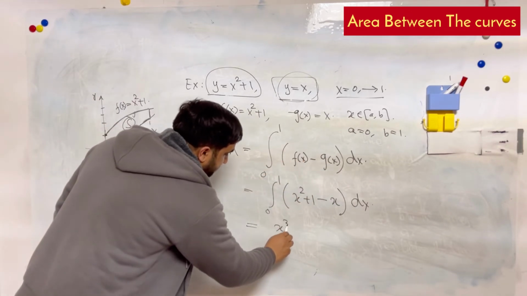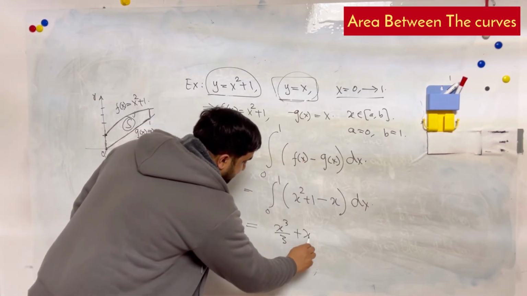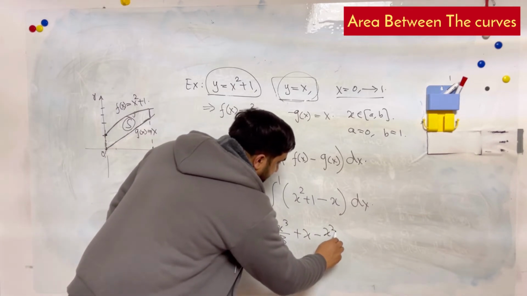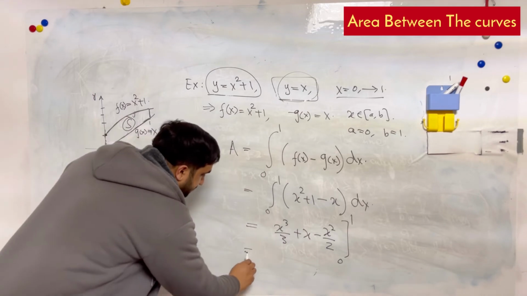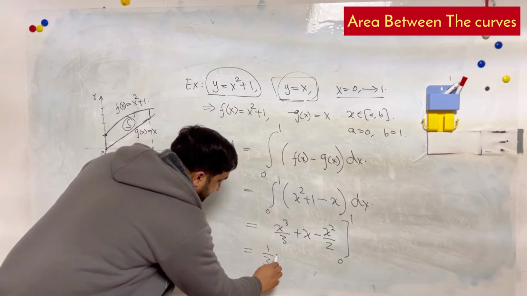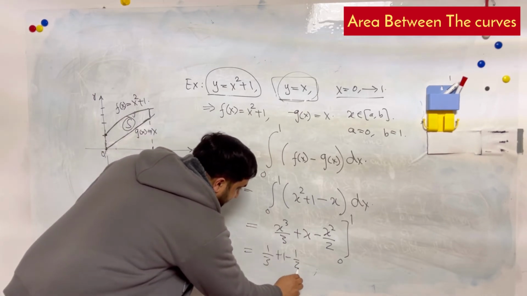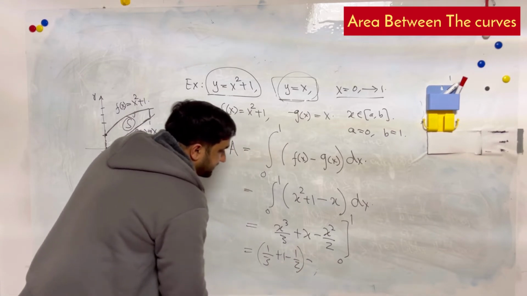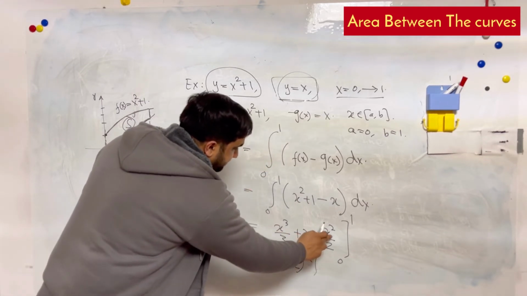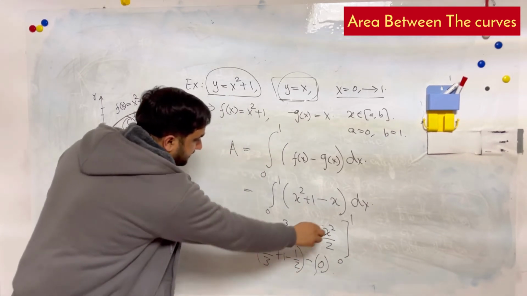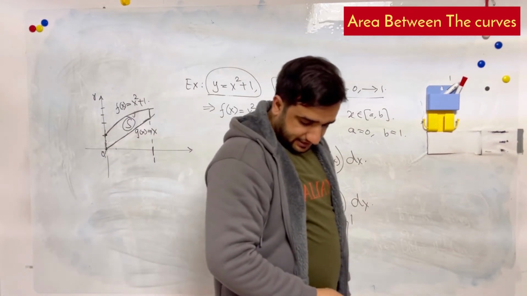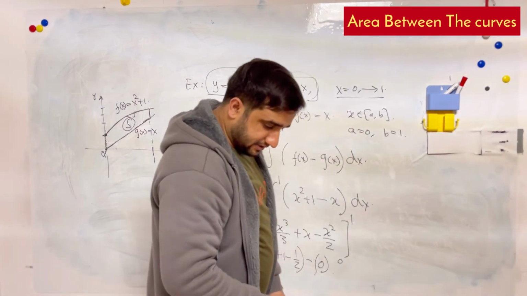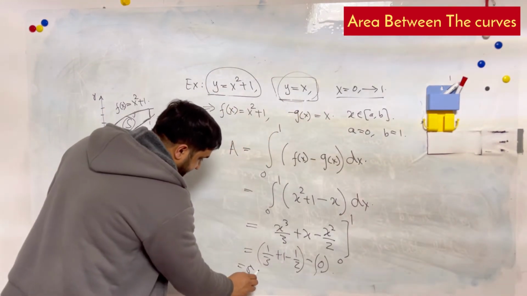It will be x cubed by 3 plus x minus x square by 2 on the limits 0 to 1, and when you put them, it becomes 1 by 3 plus 1 minus 1 by 2 minus, every term has 0, so it will become 0. All these will become 0. And when you calculate, the answer is 5 by 6.